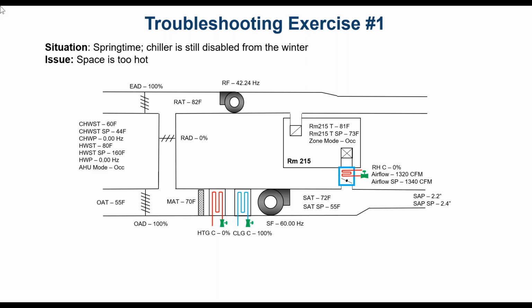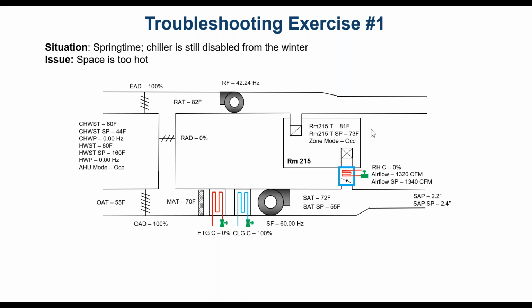Step 2, if possible, validate the complaint or observation on the building automation system. All right, the complaint must have come from someone in the space saying, hey, it's too hot in here. So we look here and say, the temperature is 81 degrees Fahrenheit. It must be too hot in there. That's pretty uncomfortable. I'd be uncomfortable at 81 degrees Fahrenheit. So it looks as though it's been validated.